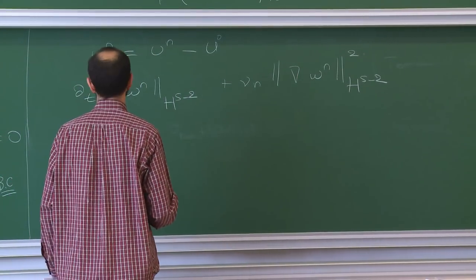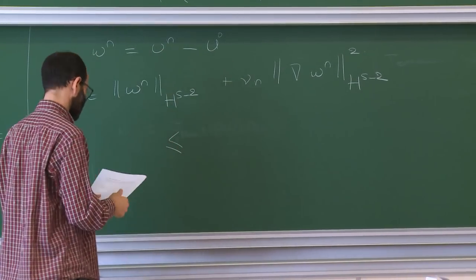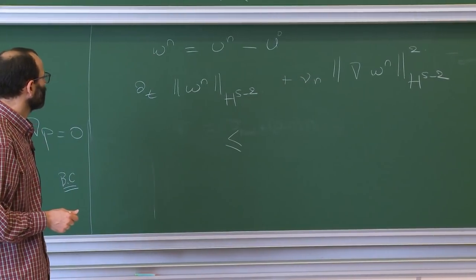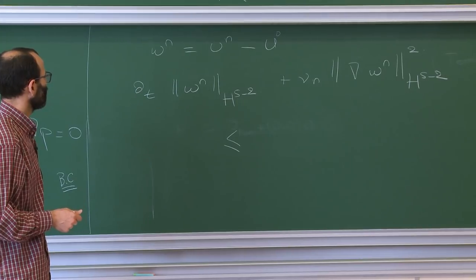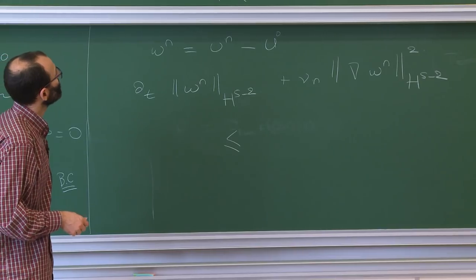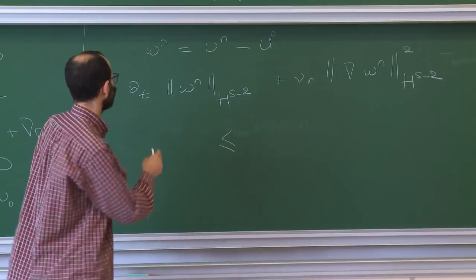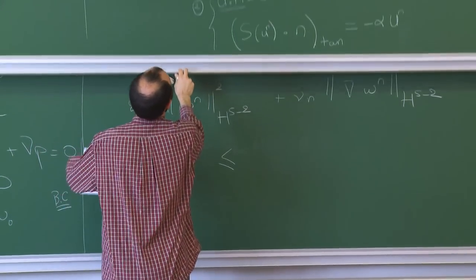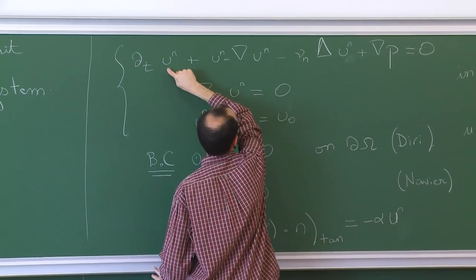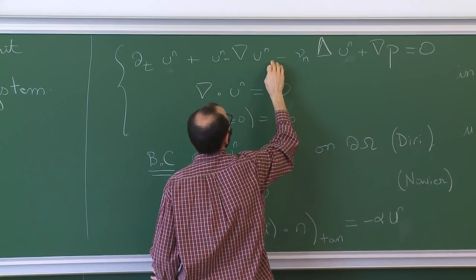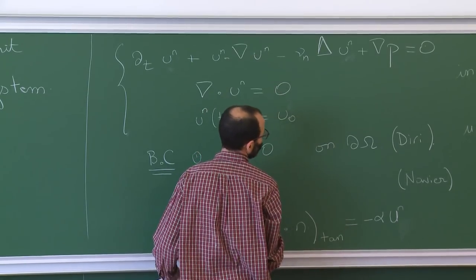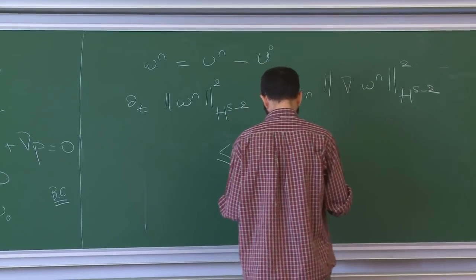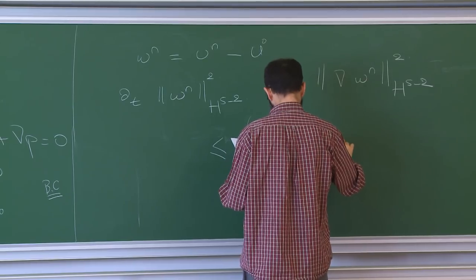Then this will be less than or equal to a whole bunch of terms. Just what you do, you write an equation on Wn. More or less, Wn will be, this will be a W, this will be a W, this will be Un grad Un minus U grad U. So you'll get some terms here. And then you do the energy estimate. Without really trying to write everything, you get a term like this kind of terms.